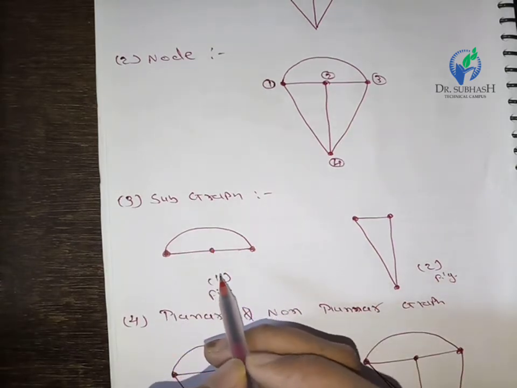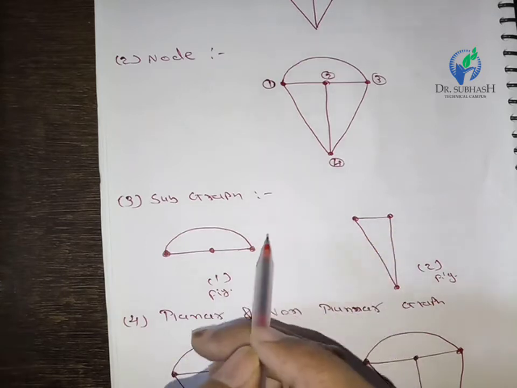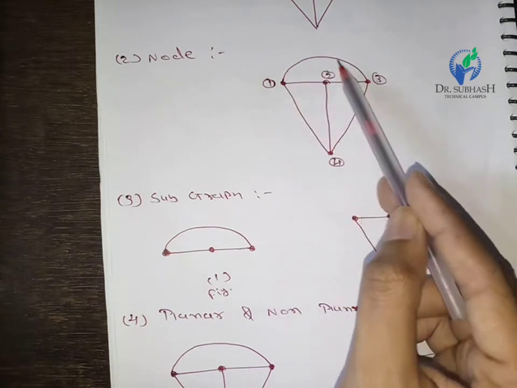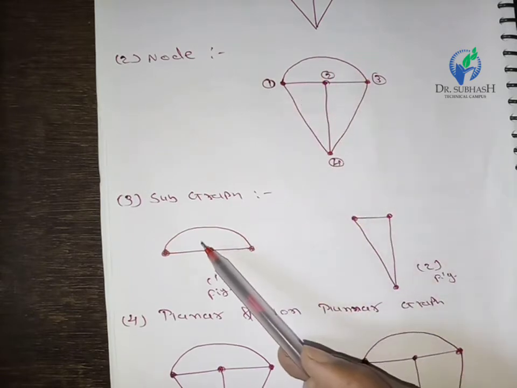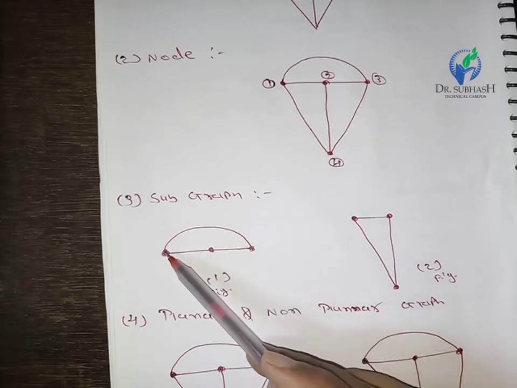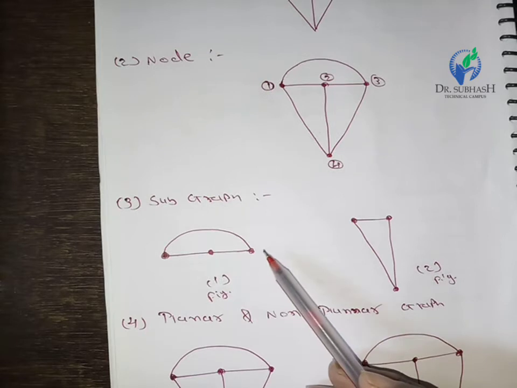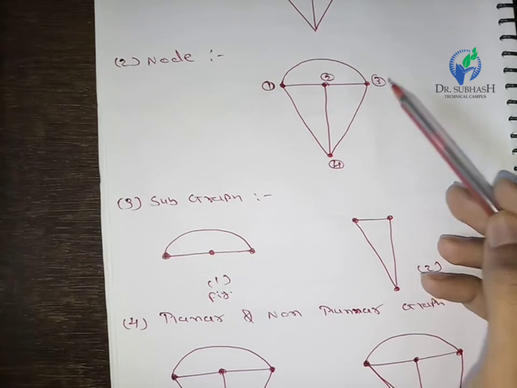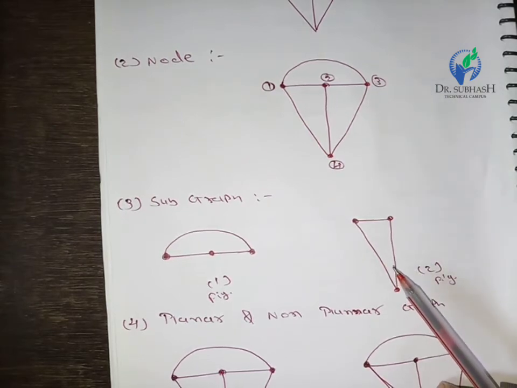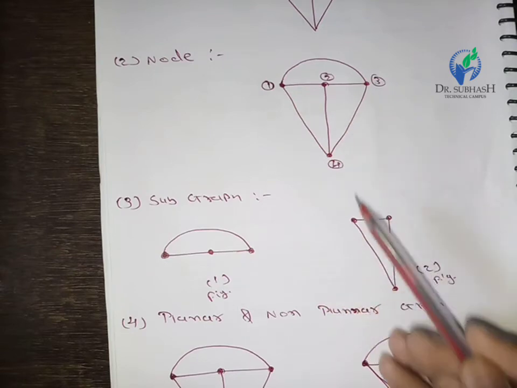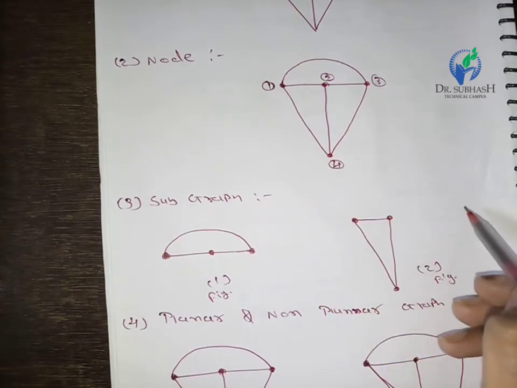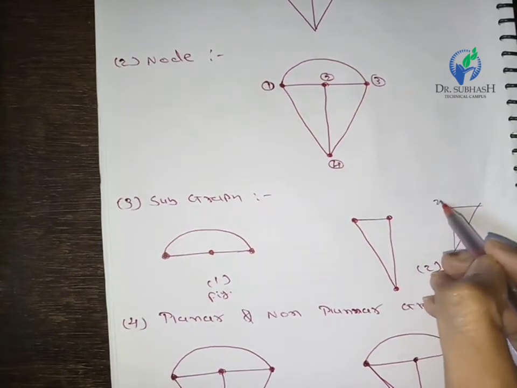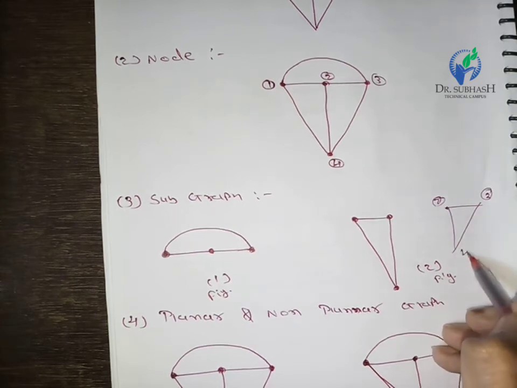The subgraph is a subset of branches and nodes of the graph. Subset means it is a portion of the graph. So we can draw the subgraph of node 1, node 2 and node 3, and of node 2, node 4 or node 3. We can also take nodes 1, 2 or 4 as a subgraph, and 2, 3 or 4 is also a subgraph.